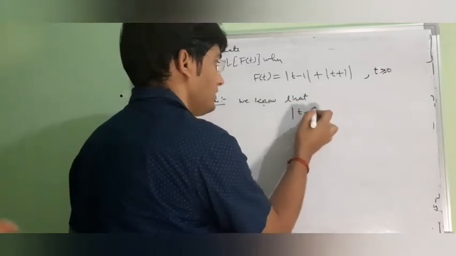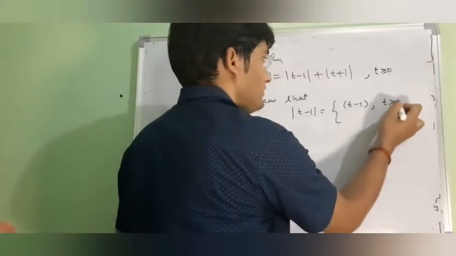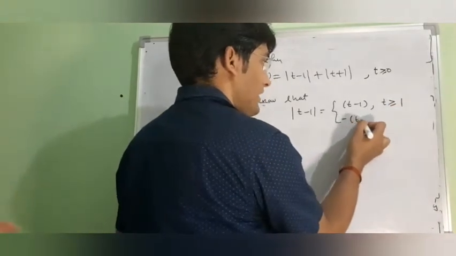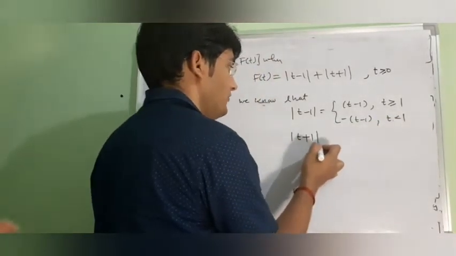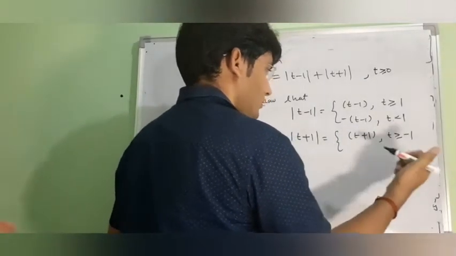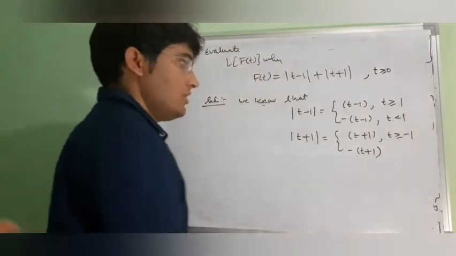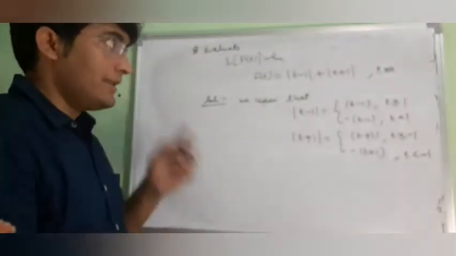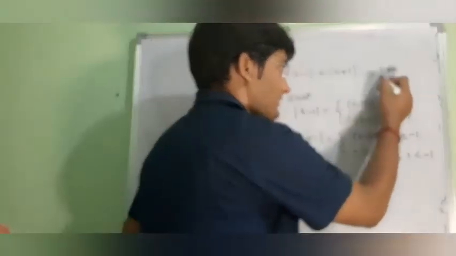mod (t minus 1) is equal to plus (t minus 1) if t is greater than or equal to 1, and it is minus (t minus 1) if t is less than 1. Similarly, the mod of (t plus 1) will be t plus 1 whenever t is greater than or equal to minus 1, and it is minus (t plus 1) whenever t is less than minus 1. So this is the definition of mod (t minus 1) and mod (t plus 1). Now, as our t is greater than or equal to 0, we have been given that t is greater than or equal to 0.